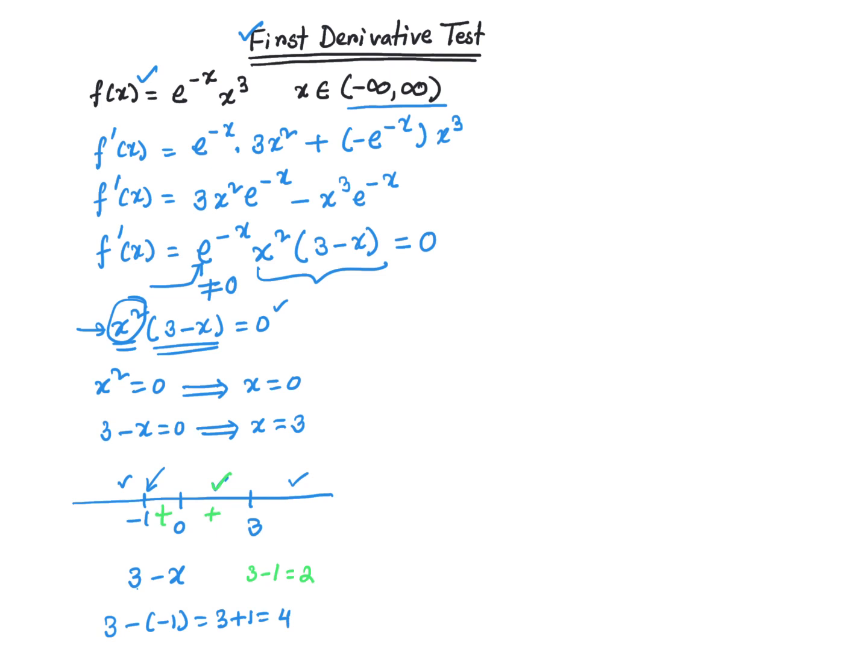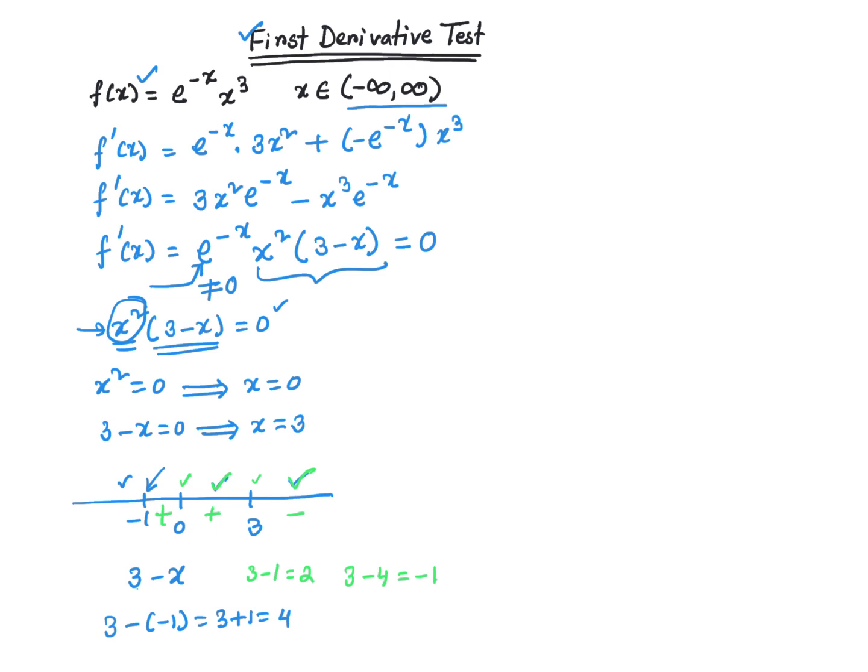Hopefully I haven't made any mistake in calculations. So let's pick another number, let's say 4. So it's going to be 3 minus 4, which is negative 1. So this is going to be negative. So the sign of the derivative to the left of 0 is positive, to the right of 0 is positive, and to the right of 3 is negative.